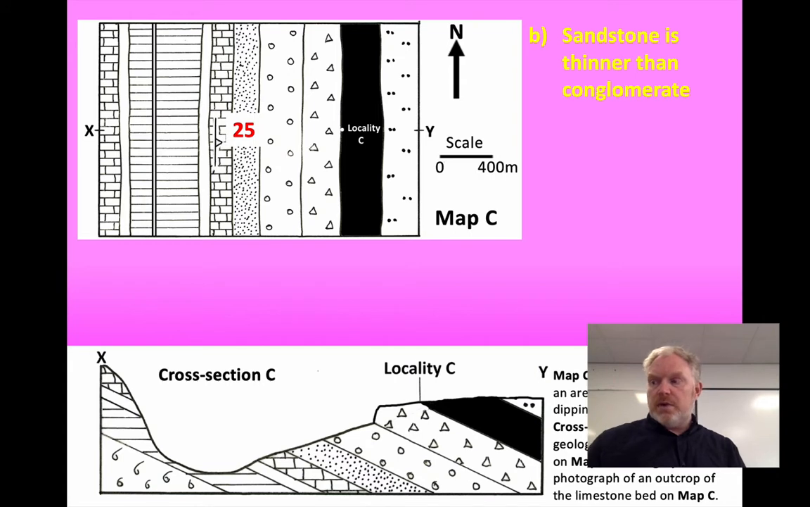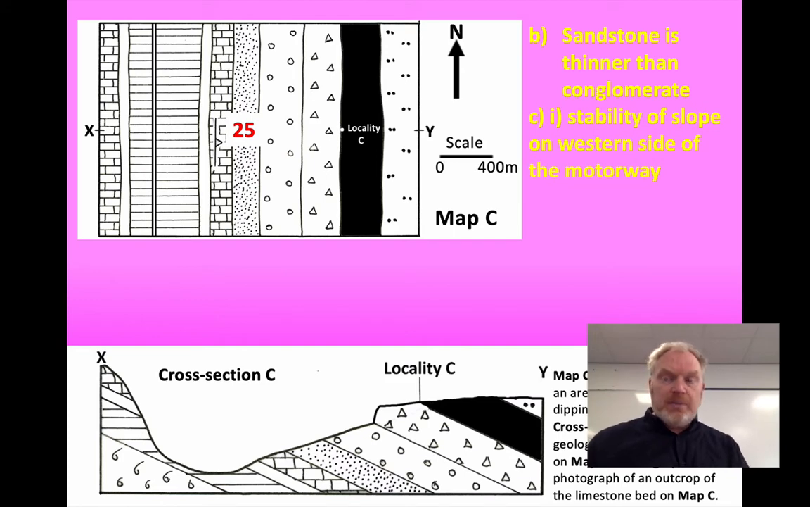Part C then starts asking about this motorway. So it's clearly running down the bottom of the valley we can see on the cross-section. And we have some potential issues there with the rocks. So the problems we're going to have are the stability of that slope on the western side of the motorway. We can see near X there we've got beds dipping out of the slope down towards the valley bottom. There's a potential there that those rocks could slip and fall down onto that motorway.